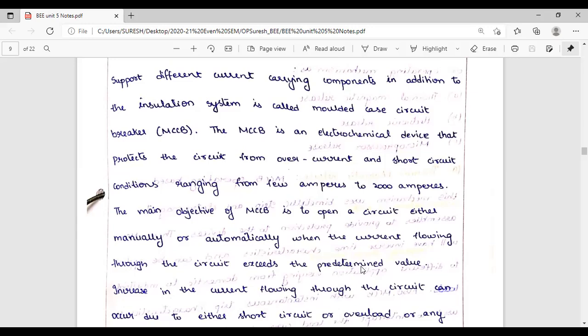Similarly, suppose I set MCCB to 1000 ampere, what is the meaning? That is the predetermined value. What is the meaning of that? Please respond. I am setting MCCB to 1000 ampere, predetermined value. What is the meaning of that? Up to 1000 ampere, what will it do?